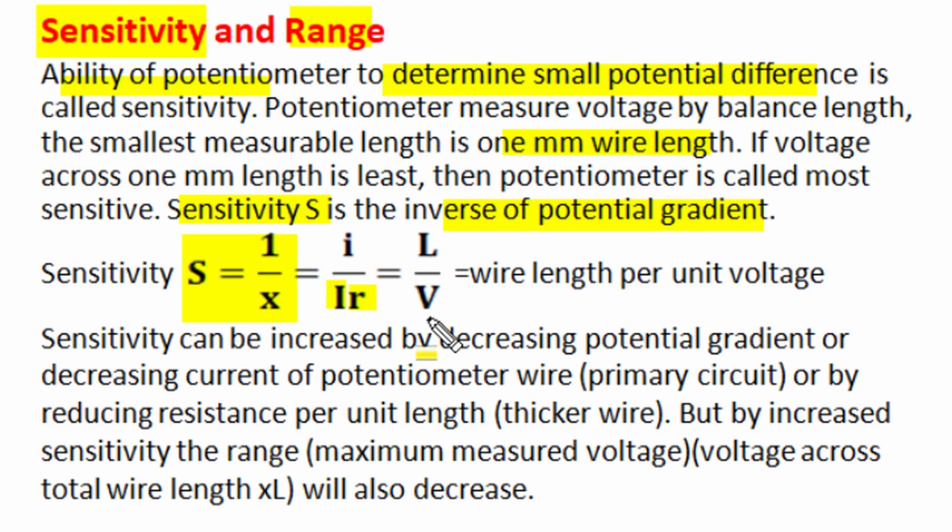Now the maximum voltage which a potentiometer can measure across its complete AB length is known as its range. Now when we increase sensitivity by decreasing potential gradient with the same wire length, the range of potentiometer measurement will definitely reduce. If one wants a higher sensitive measurement as well as better range in a potentiometer, he has to increase the length of the potentiometer wire, or he has to use a better designed potentiometer having both sensitivity and range.